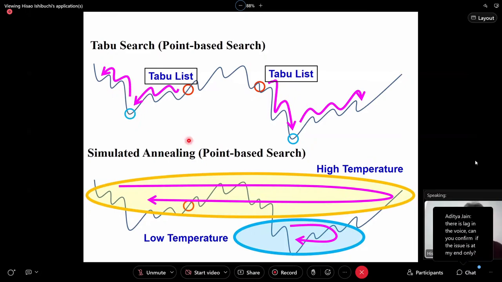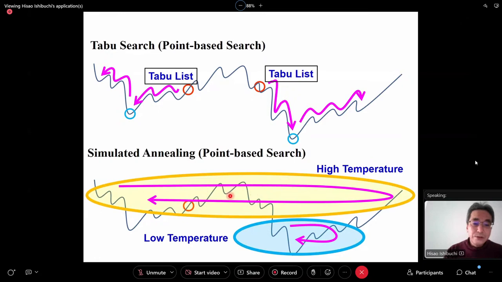Another well-known idea is simulated annealing. In simulated annealing, we use temperature. When temperature is very high, search point has large energy. Then search point can move around almost freely, almost randomly. Then temperature gradually decreases.